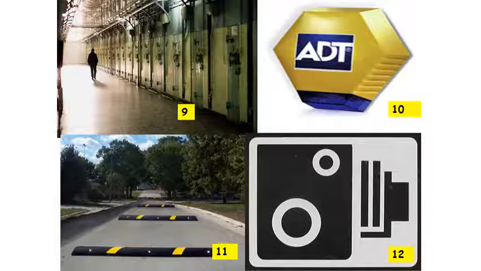For 11 and 12, these are both designed to do a similar thing. They're both designed to reduce speeding, but they try and do it in a different way. Number 11 are sleeping policemen, they used to be called, or speed bumps. And these will make it very difficult for you to speed because they damage the car and make the ride very uncomfortable. So it's forcibly slowing you down.